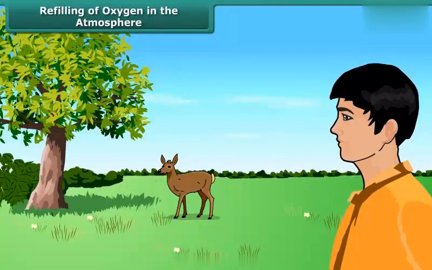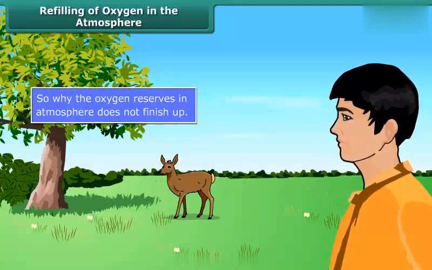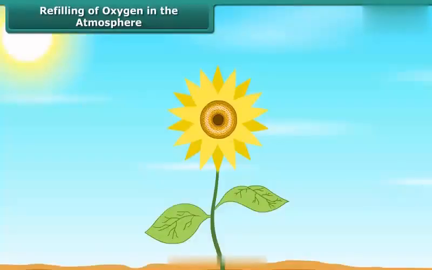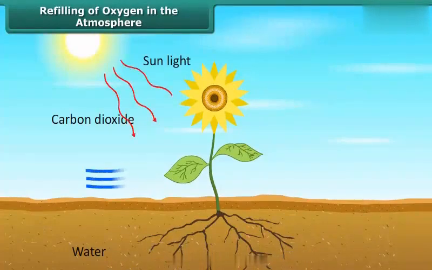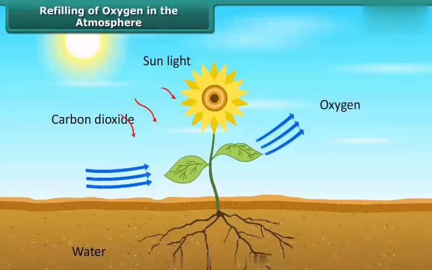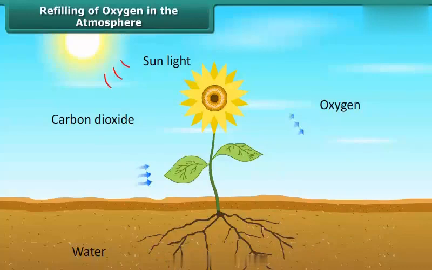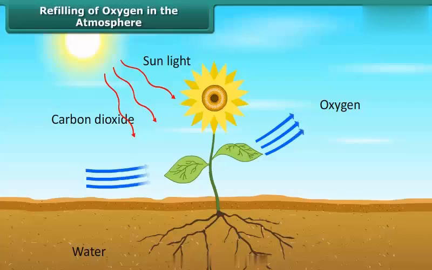Several billions of humans, animals, and other organisms are consuming huge amounts of oxygen from atmosphere every day. So why do the oxygen reserves in atmosphere not finish up? Do you know how? The plants produce oxygen during photosynthesis. This oxygen is released in the atmosphere. Plants also consume oxygen for respiration, but they produce more of it than they consume. So the plants silently save us from dying without even being noticed.